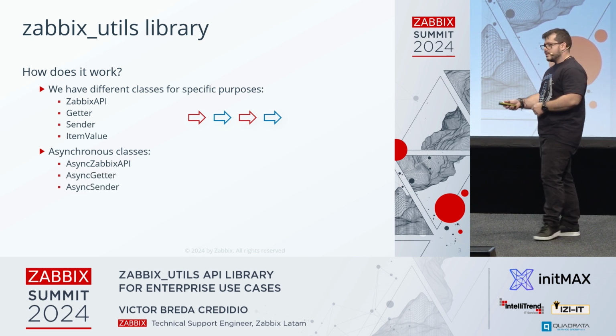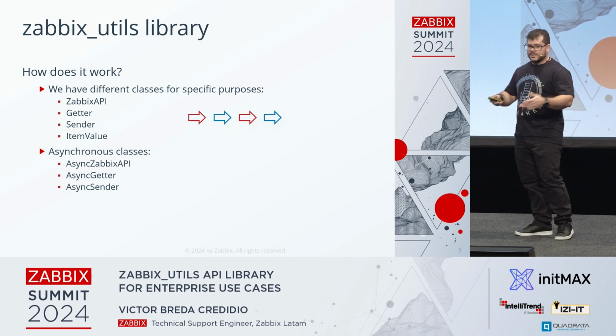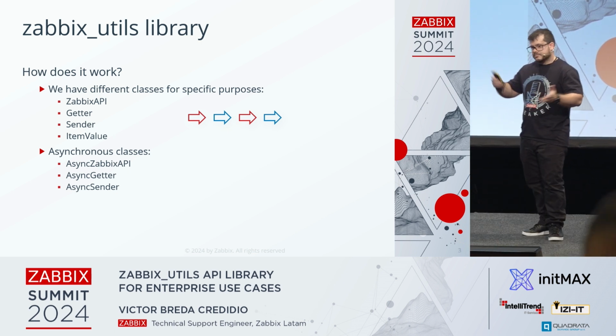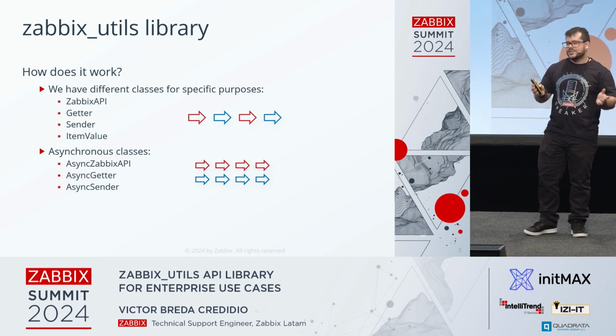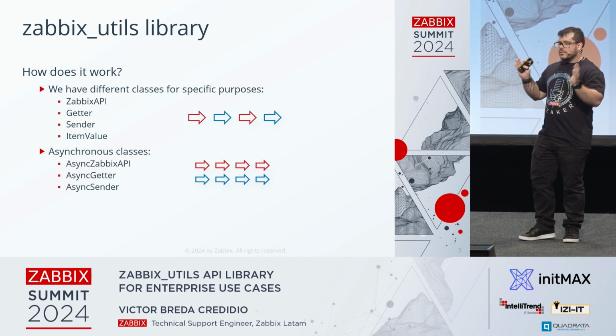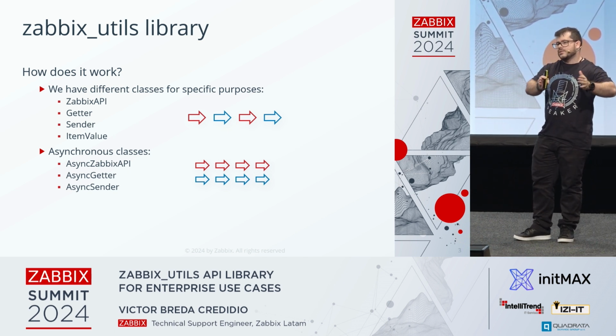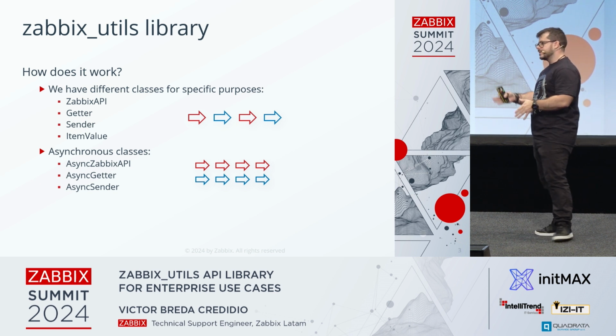We have the corresponding classes: async Zabbix API, async getter, and async sender. If you are not familiar with this, I believe that everybody here knows about it, but it's in my presentation. Let me show you. This is how they should work, right? Concurrent tasks being executed at the same moment by the same process.